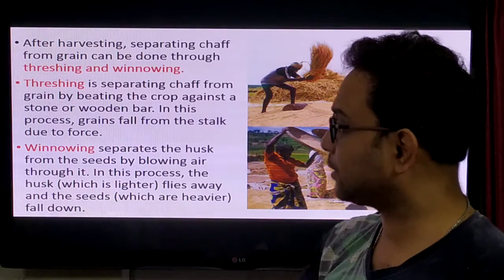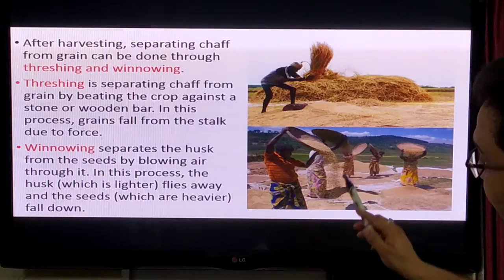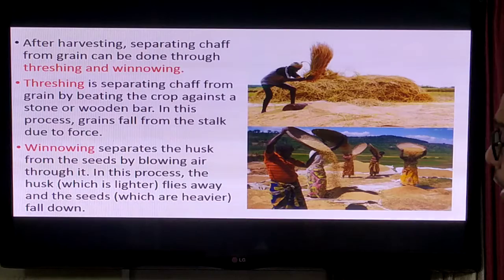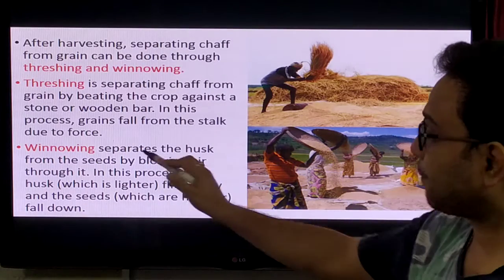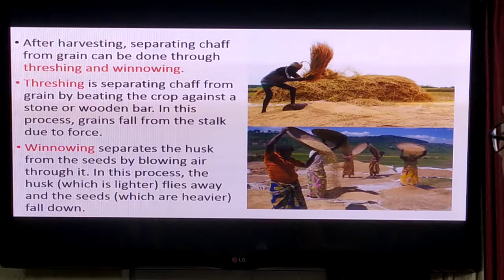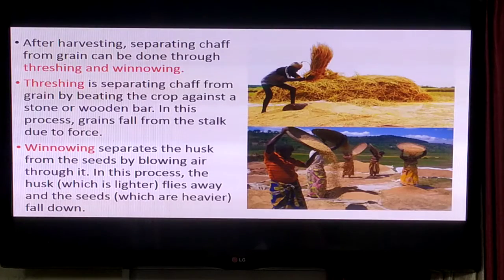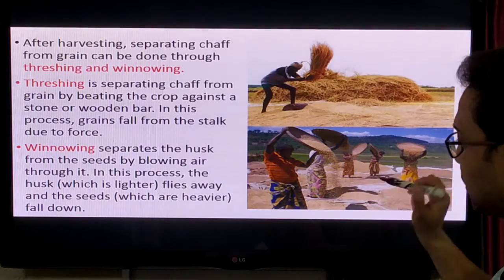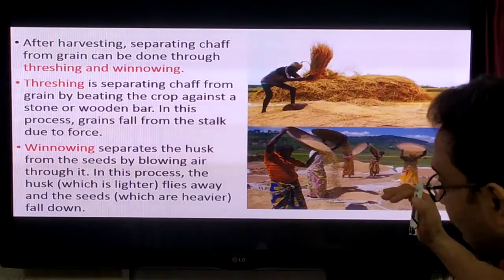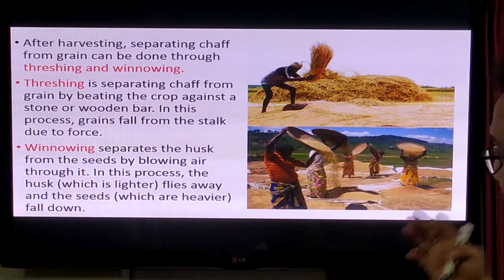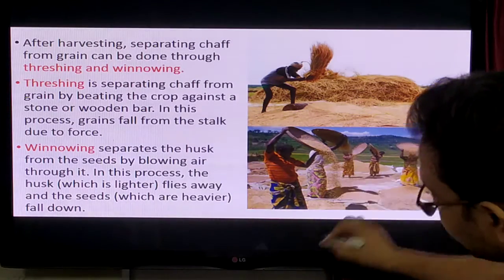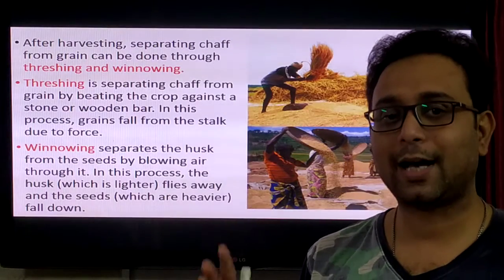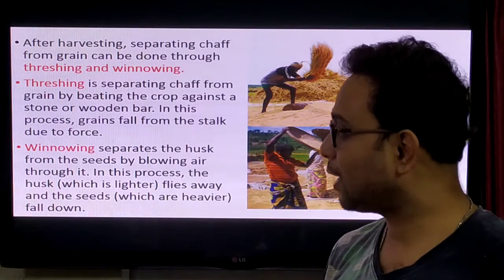Now the second process is winnowing. Here the husk is separated from the seeds by blowing air through it. You can observe that in this process the husk, which is lighter, flies away and the seeds, which are heavier, fall down onto the ground. These are the two important processes related to harvesting: threshing and winnowing.